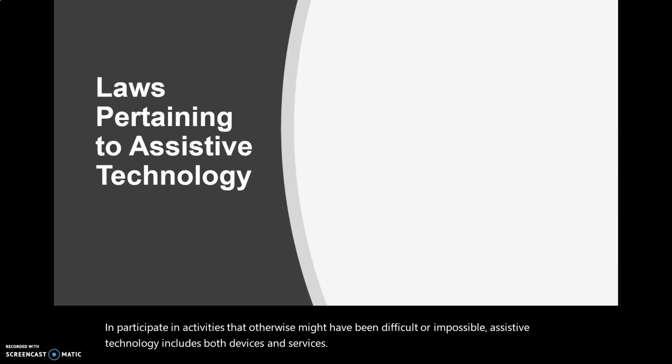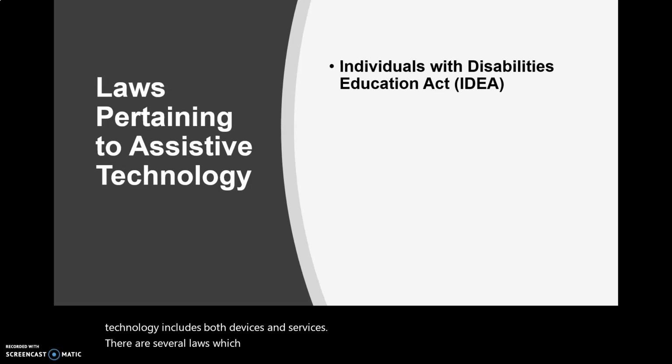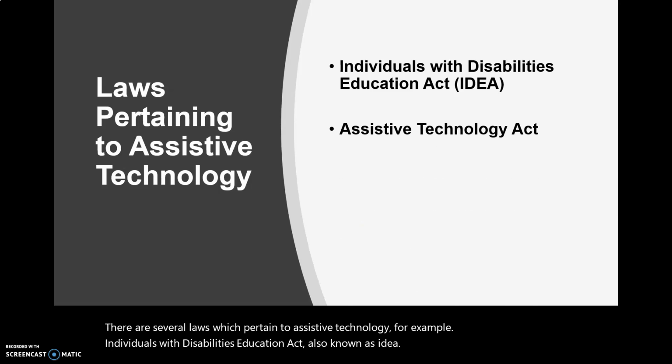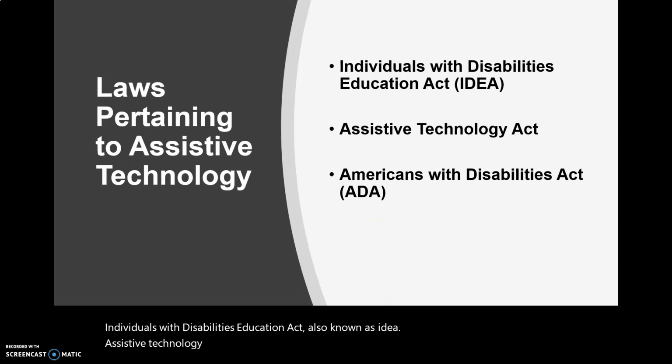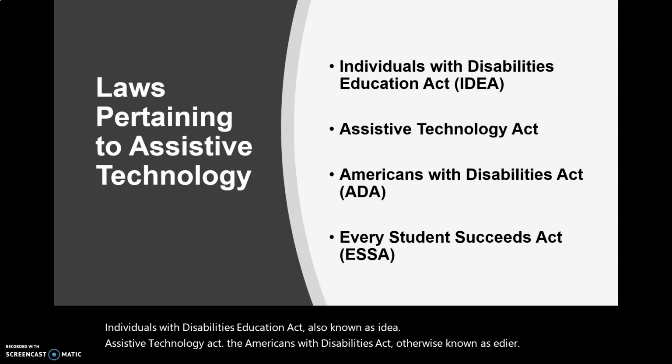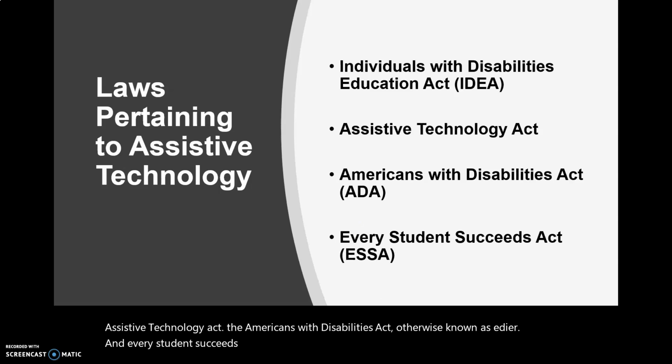There are several laws which pertain to assistive technology. For example, the Individuals with Disabilities Education Act, also known as IDEA, the Assistive Technology Act, the Americans with Disabilities Act, otherwise known as ADA, and the Every Student Succeeds Act, ESSA.